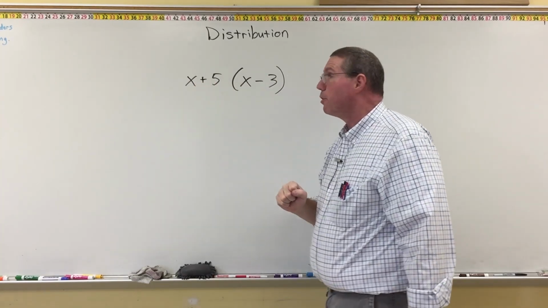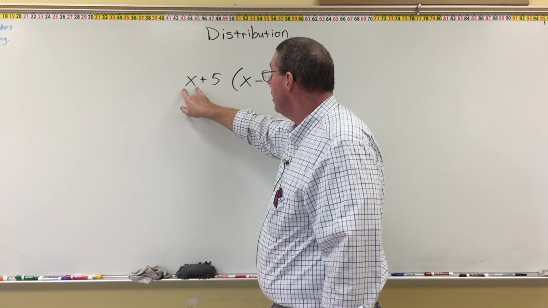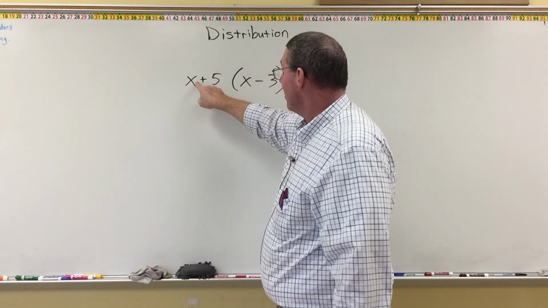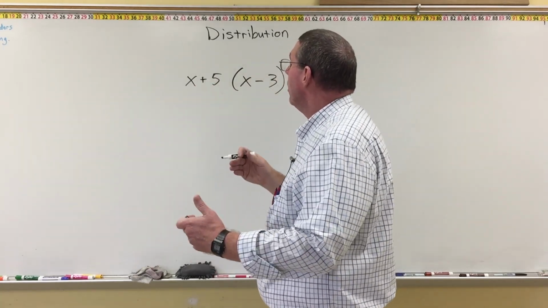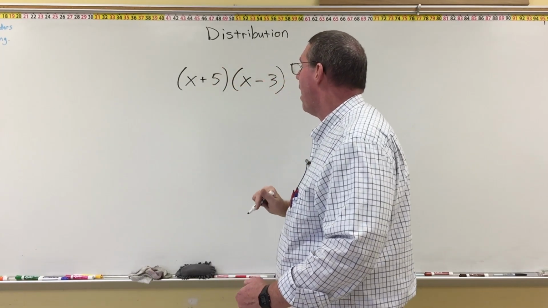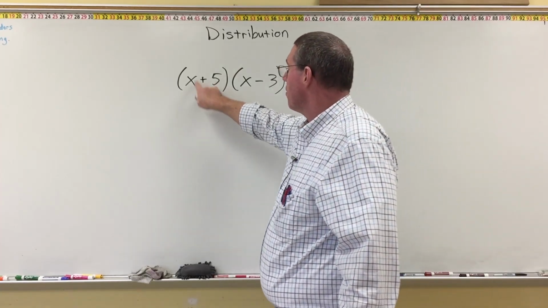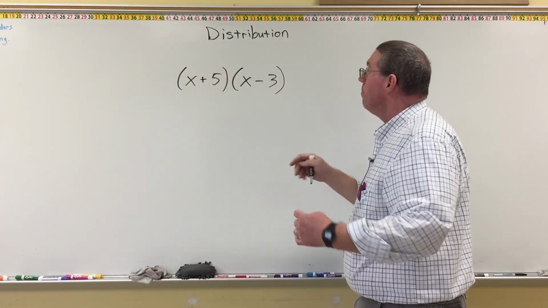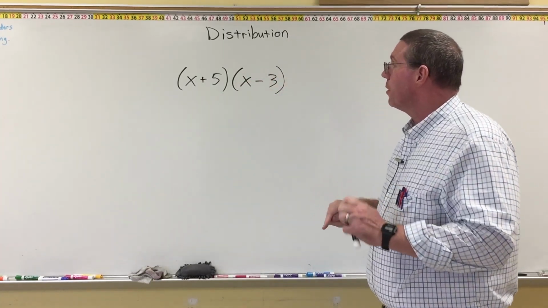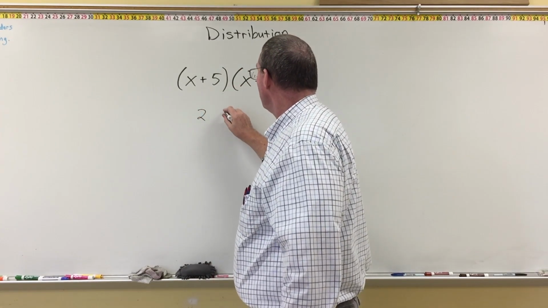This x would not be distributed because this x is not included in the multiplication unless we had another x minus 3 sitting right in here, okay? So in order to communicate that we want to multiply the whole binomial x plus 5, it has to be inside of parentheses. And so we've got this x plus 5 inside of parentheses being multiplied by this x minus 3 inside of parentheses.